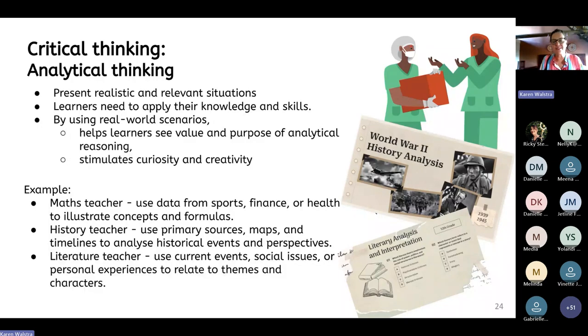Or if you're a literature teacher, looking at current events or social issues or personal experiences and relating those to themes and characters and getting the children to think about that. So really, even little children, you can start getting them to look at things analytically, comparing things and saying, do you agree with this or this, and why? And get them to ask the questions why, just as we do with tiny little children who start saying why. You want to do that for your children. Get them really thinking, and then get them to start asking questions around these more complex analytical thinking tasks. So getting them really to think.